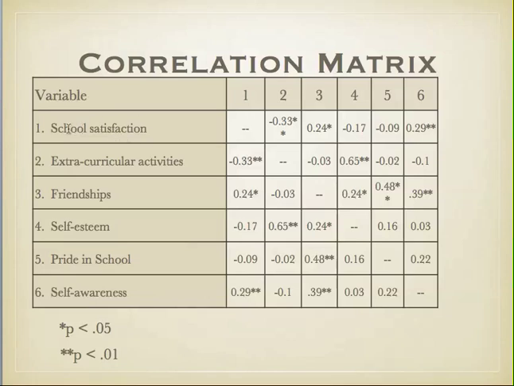So this top line, this is the first variable, has a negative 0.33 correlation with the second variable, which is extracurricular activities. School satisfaction is correlated with the third variable at 0.24, with the fourth variable at negative 0.17, and so on. So what this chart will do is tell you at a glance, if you're wanting to see the relationship between a lot of variables, which ones are the most significant. And what we would do is look for the largest number between -1 and +1, and we would take a further look at that.